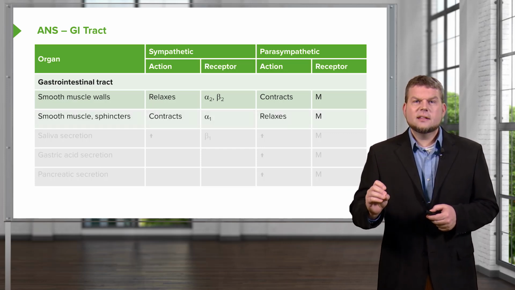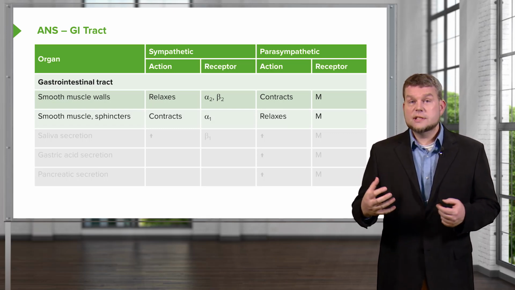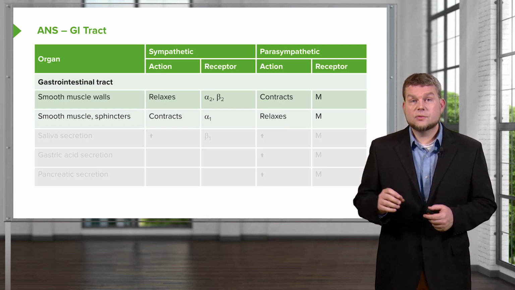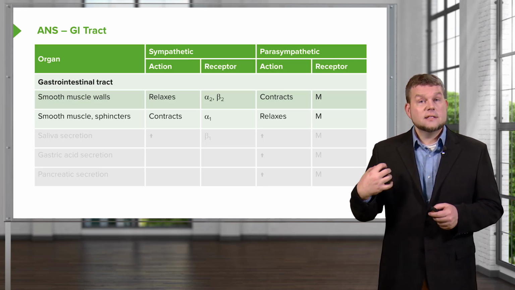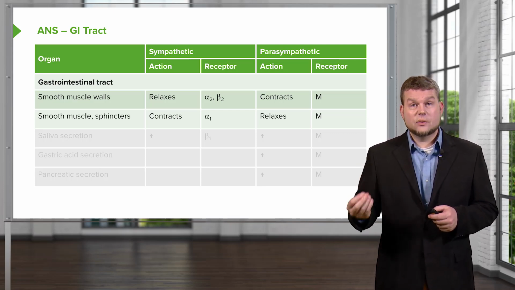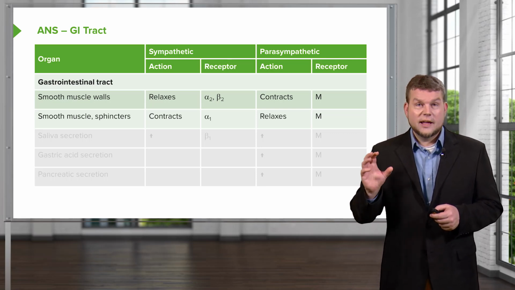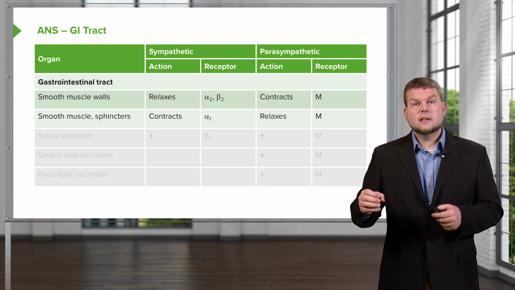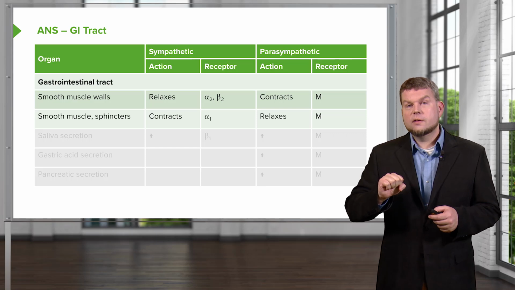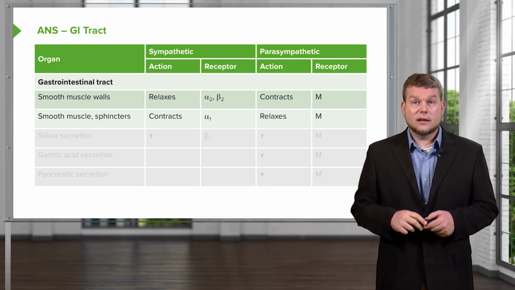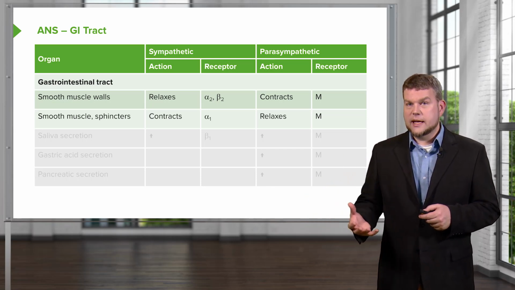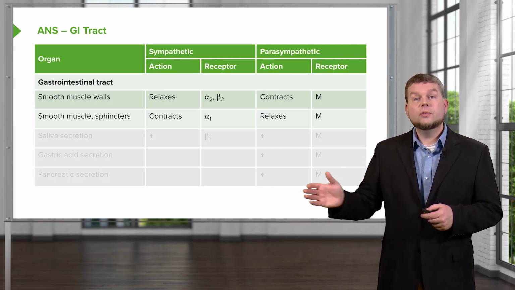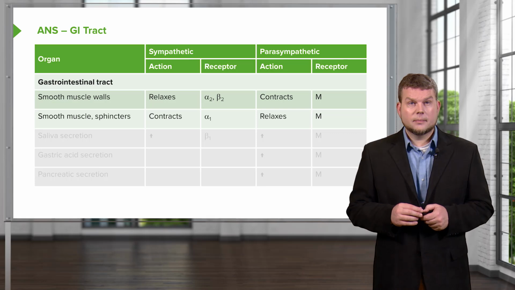If you want to think about this in terms of the sphincters, now these are the areas of the gastrointestinal tract that act as gates. The sympathetic nervous system will cause a constriction, and what this does is prevent the foodstuff from going through that particular gate. The parasympathetic nervous system relaxes those gates so that food will move through the GI system.